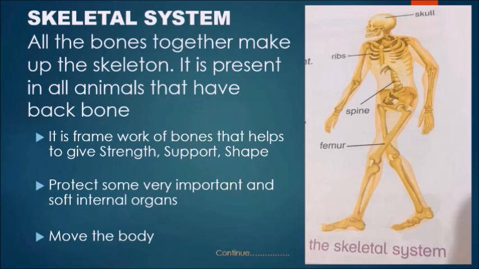The skeletal system consists of bones and joints. Students, a joint is a place where two or more bones meet with the help of a tissue called ligament. The ligament joins the two bones at the joint and stops it from falling apart.